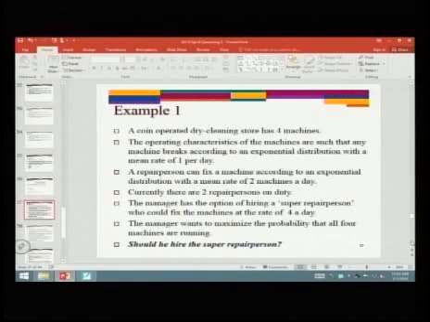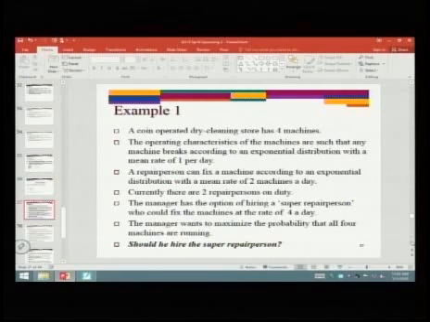Okay, in this example, a coin-operated dry cleaning store has 4 machines. These machines break down with a mean rate of 1 per day. And the repair person can fix the machine with a mean rate of 2 machines per day. Okay? And currently there are 2 repair persons on duty.